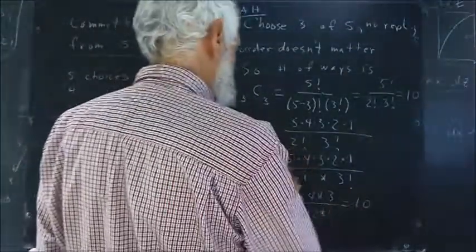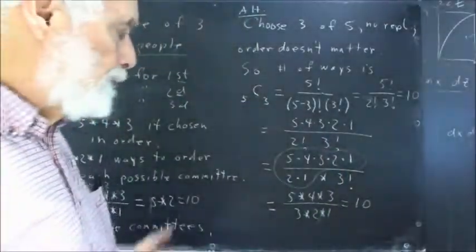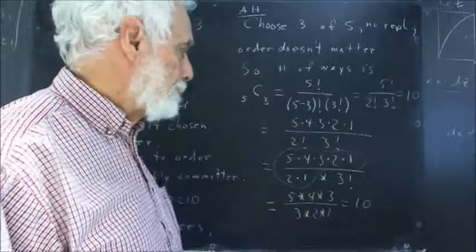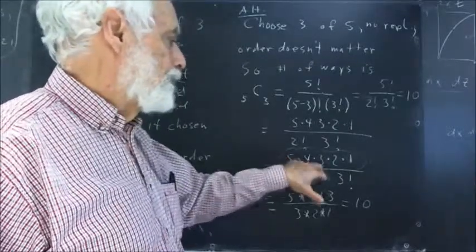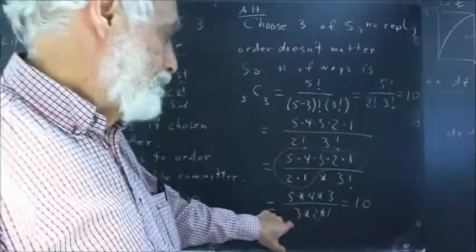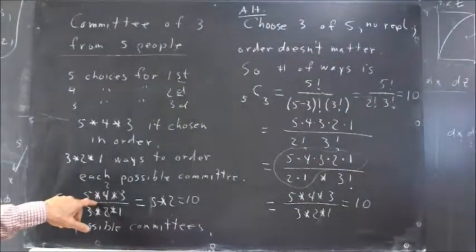And we're just going to look at what this part of the expression tells us. We see that this part of the expression gives us just 5 times 4 times 3. Then we're going to have 5 times 4 times 3 divided by 3 factorial. And we write that out, and we see that this is the same expression we had over here.